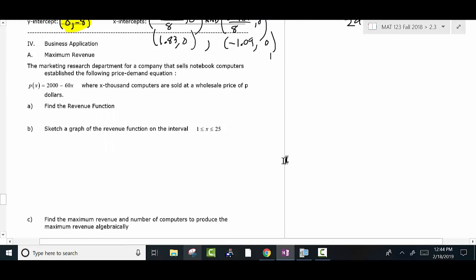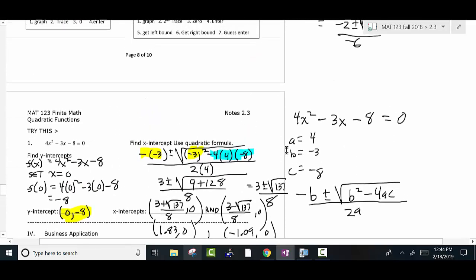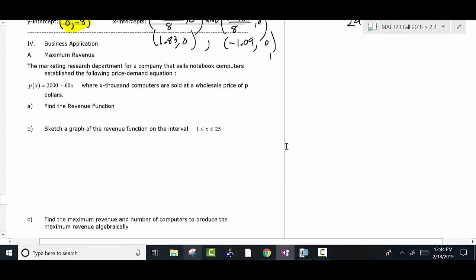Okay, so let's see. I'm going to do one application just to finish this up, and then that'll get us through this section. Then second half we do 2.4. So this one is kind of the business application that we're going to look at a lot.